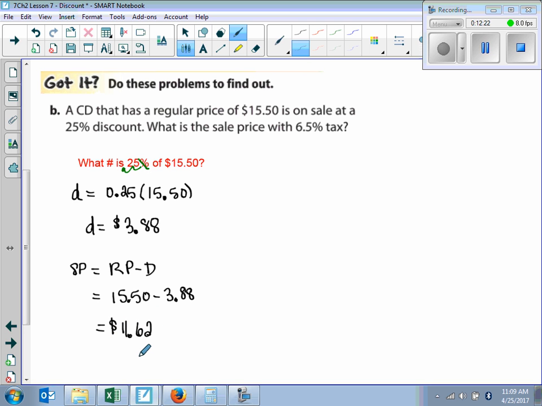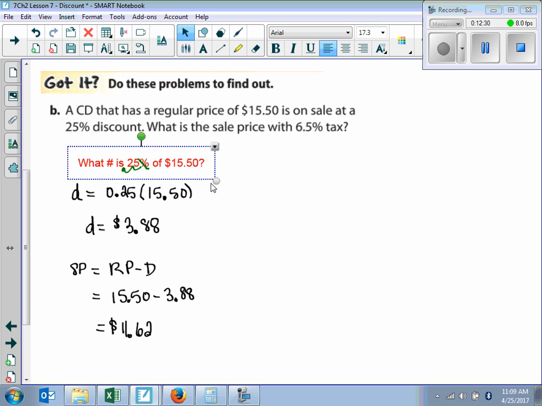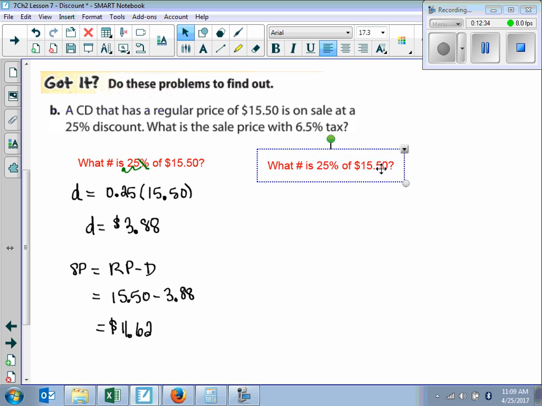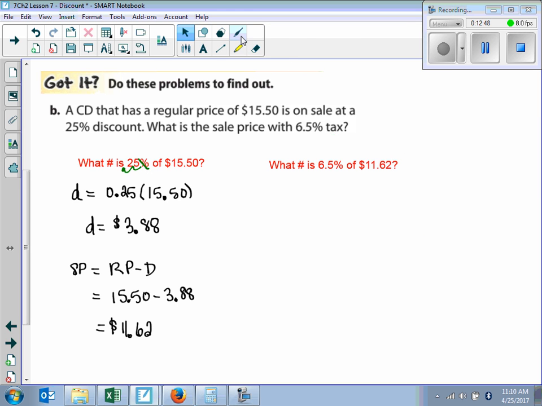Now, am I finished with this problem? No. Now we have to figure out the tax. Very good. So we're going to figure out the tax on the $11.62. So the next part says what number is 6.5% of $11.62. Okay? So now we can figure out what our tax is.